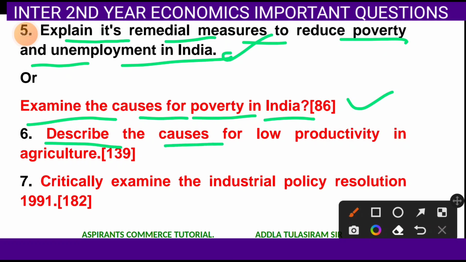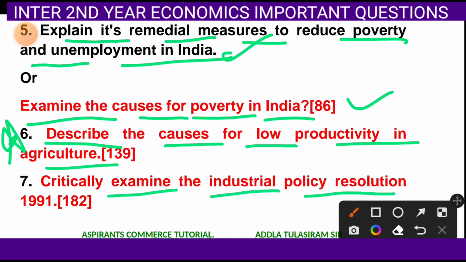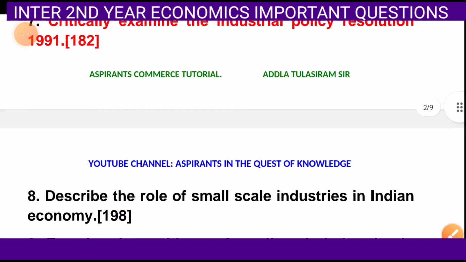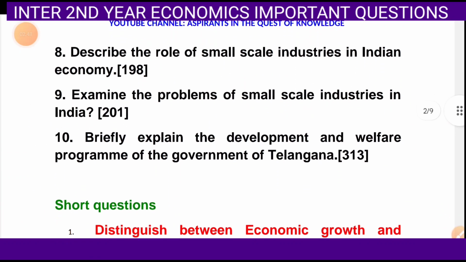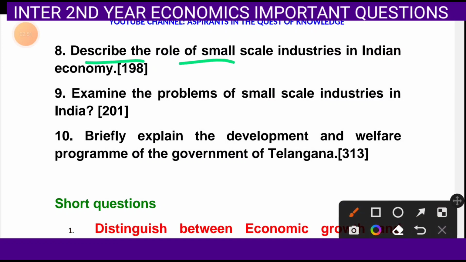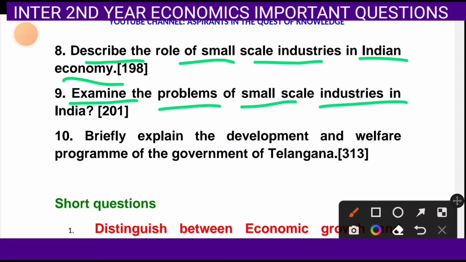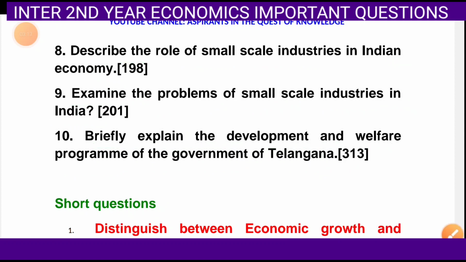Describe the causes for low productivity in agriculture. Very important question, most number of times it has been asked. Critically examine the Industrial Policy Resolution 1991. This is also a most important question. Next we have some more important questions. Describe the role of small scale industries in the Indian economy. Medium and small scale industries related question. Examine the problems of small scale industries in India. This is one of the important questions. Briefly explain the development and welfare programs of the Government of Telangana. This is also a most important question.